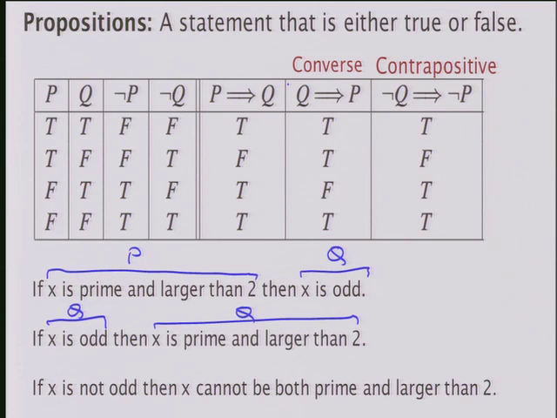So in this case, for the statement that we had, the contrapositive is this. If not Q, if X is not odd, then not P. Then it's not the case that X is both prime and larger than 2. So you can restate that. You can say, if X is even, then either X is not prime or X is less than or equal to 2.